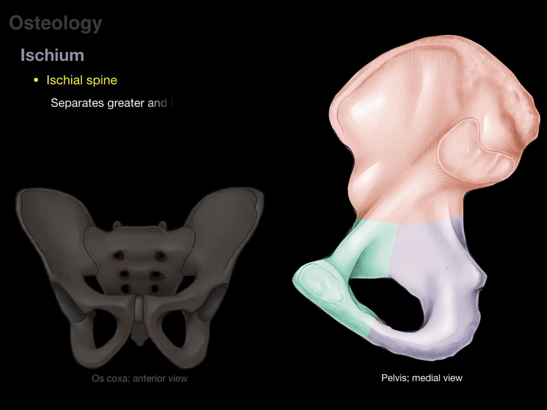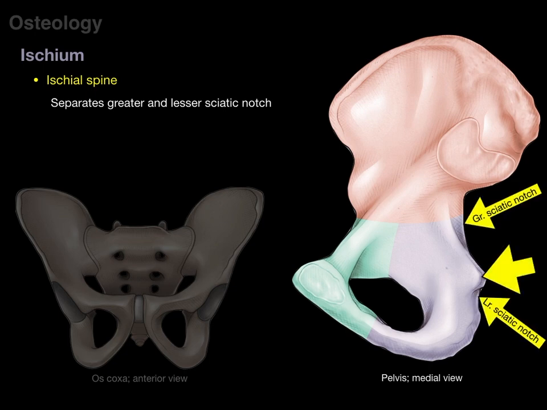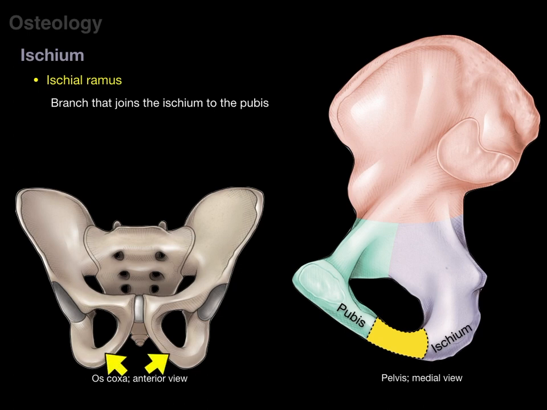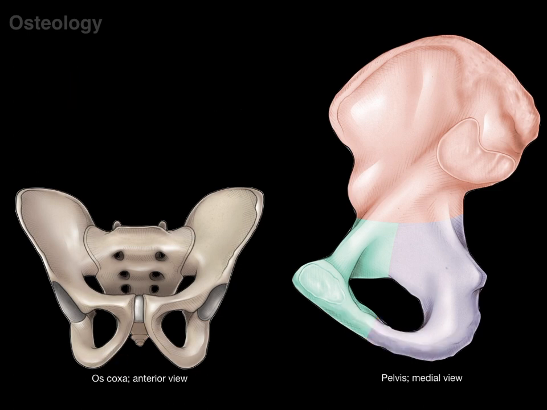Next is the ischial spine. It separates the greater and lesser sciatic notch. So there's the ischial spine, and there's the greater and lesser sciatic notch. Next we have our ischial ramus, and this is a branch that joins the ischium to the pubis. So there's our ischium, there's our pubis, and there outlined is the ischial ramus. And also in that anterior view we can see it.